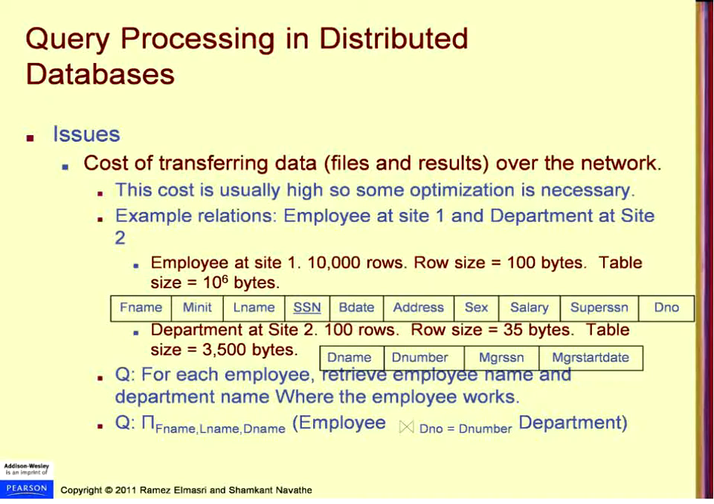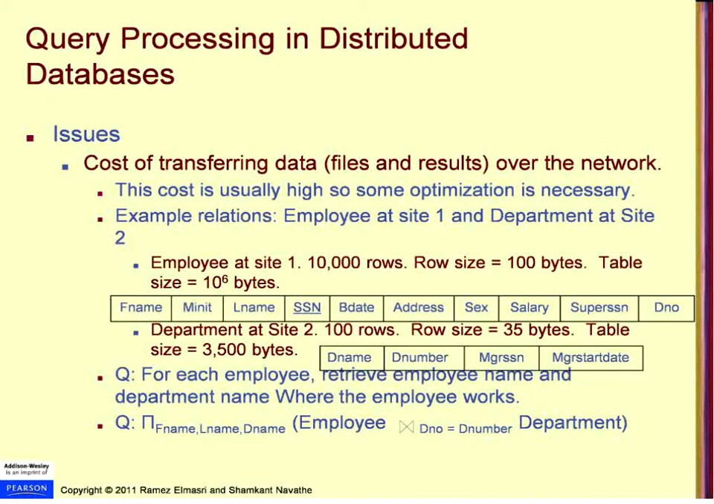And when I want to measure the total size of the table, it will be 35 multiplied by 100, which becomes 3500 bytes. Now suppose I have a query: for each employee, retrieve the employee name and the department name where the employee works. If I write the query in relational algebra, it will project the first name, last name of the employee, and the department name where the employee works.